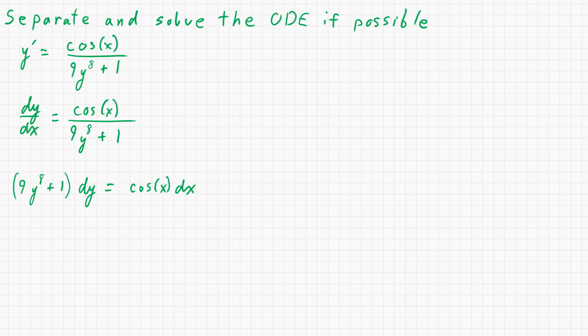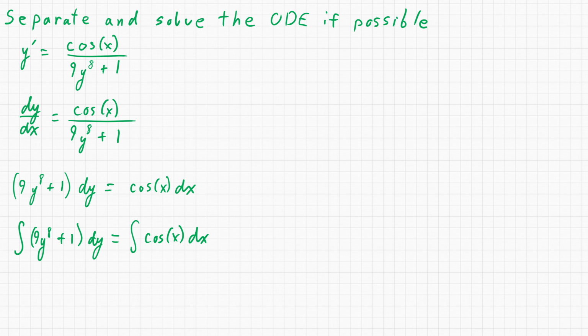Next step, apply indefinite integral to both sides. We'll get indefinite integral 9y to the 8th plus 1 dy equals indefinite integral cosine of x dx.